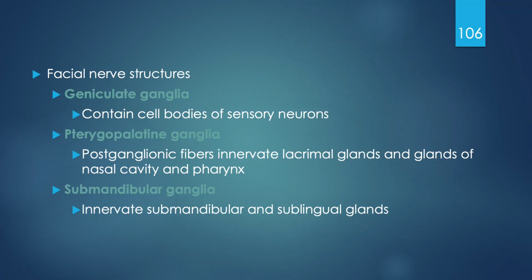Three facial nerve structures include the geniculate ganglia, the pterygopalatine ganglia, and the submandibular ganglia. The geniculate ganglia will contain cell bodies of sensory neurons. The pterygopalatine ganglia will have postganglionic fibers, and these are there to innervate the lacrimal glands, which allow you to tear, and glands of your nasal cavity as well as your pharynx or throat. And the submandibular ganglia will innervate the submandibular as well as the sublingual glands of your mouth.